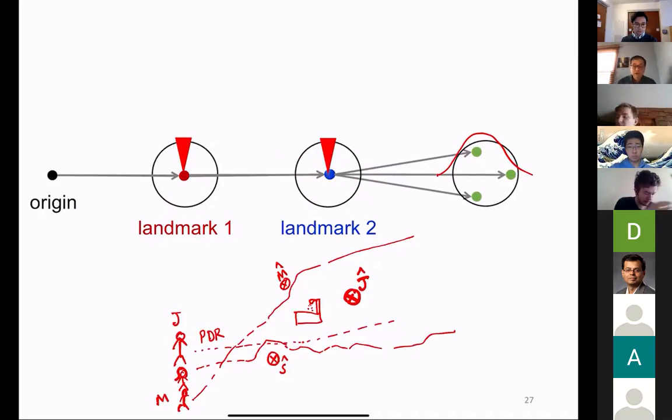Right? So now if you have many such estimates, and let's assume that the error is Gaussian, you can say, oh, if these three are the estimated points, or let's say there are many more, then you can say the actual maximum likelihood estimate of the water fountain is over here.